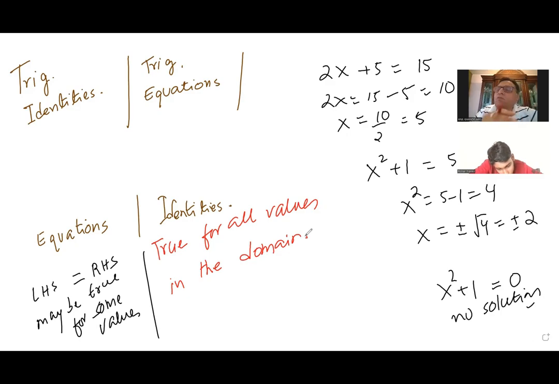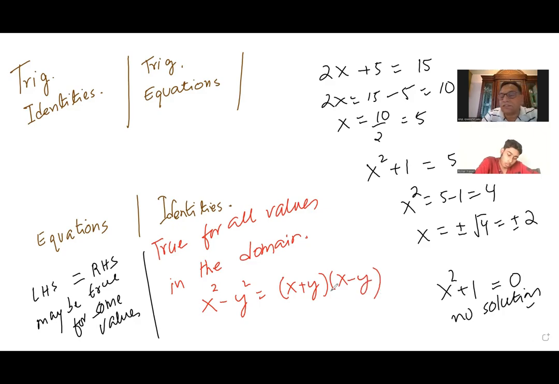In their domain means all valid values of x. You get the idea. To give an example, if I ask what is x squared minus y squared, you say x squared minus y squared is x plus y times x minus y. Now, this is an identity. It is true for all the values of x and y, correct?